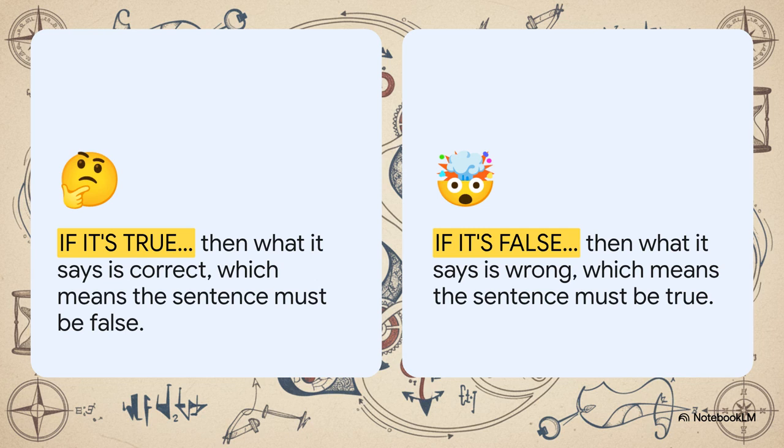And this is the trap. See, if the sentence is true, then you have to believe what it says, which is that it's false. Whoops, that's a direct contradiction. Okay, so it must be false, right? Well, if it's false, then what it says is wrong. And if it's wrong about being false, well, then it has to be true. And boom, you're right back where you started.